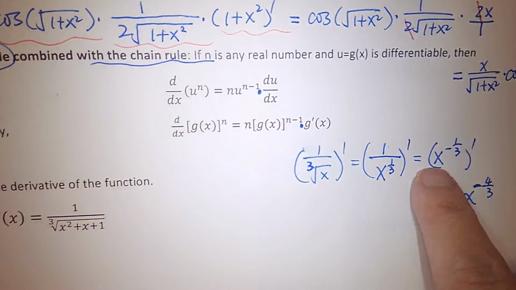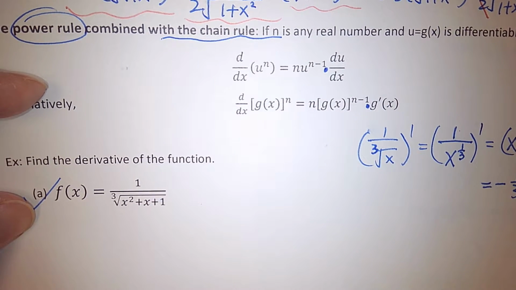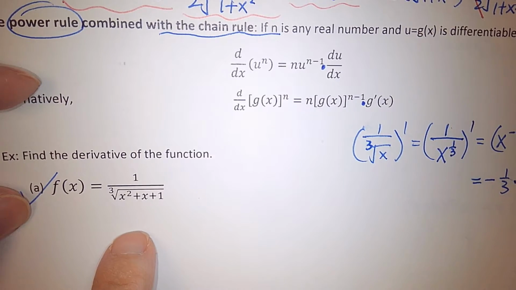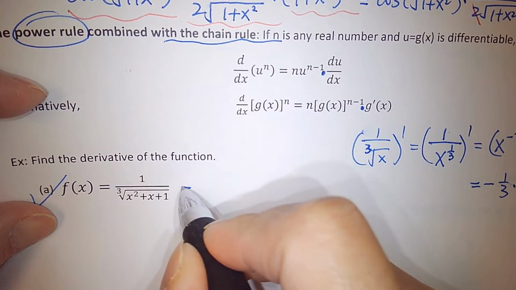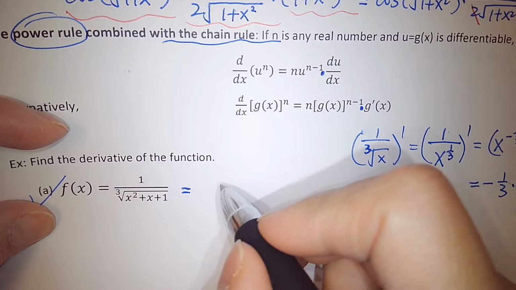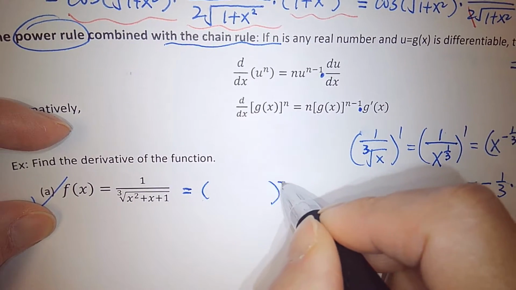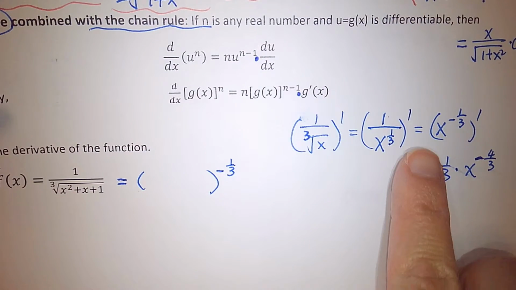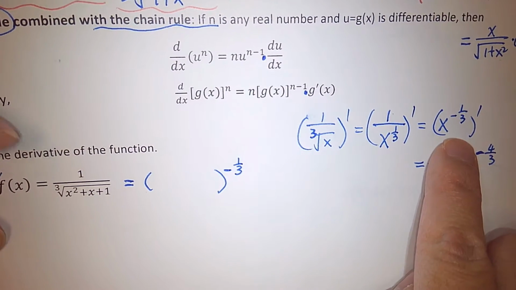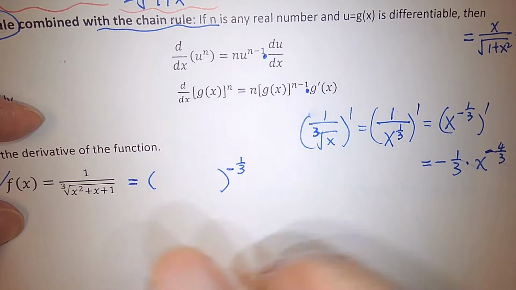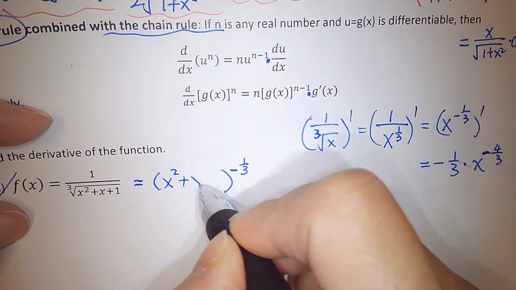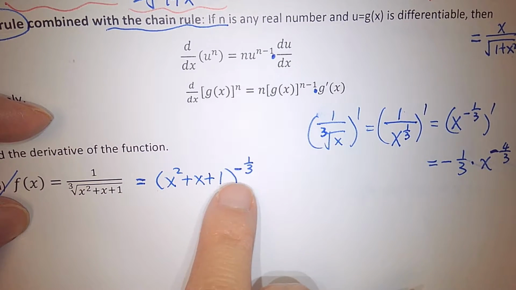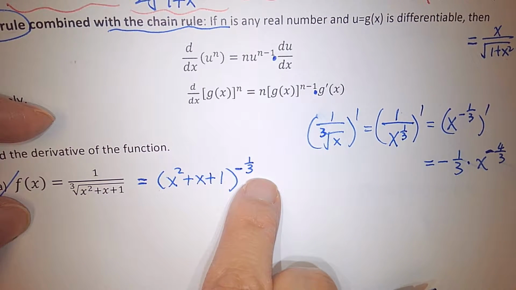Okay. Now let's come back to our question. In order to find the derivative of this function, at the first step, we should do what? We know 1 over cube root equals what? Negative 1/3 power, because it's here, right? And then what's inside the parentheses? X squared plus x plus 1, yes, you're right. So x squared plus x plus 1 to the negative 1/3 power.